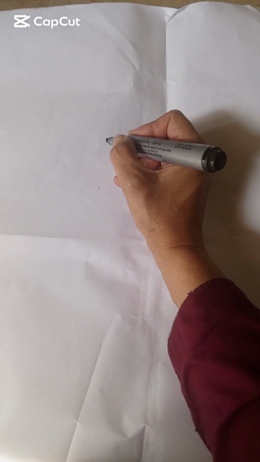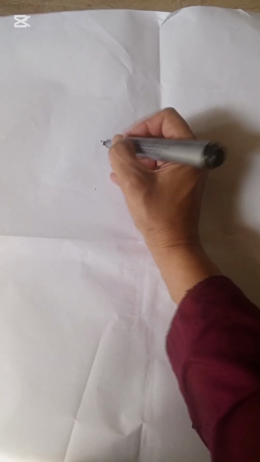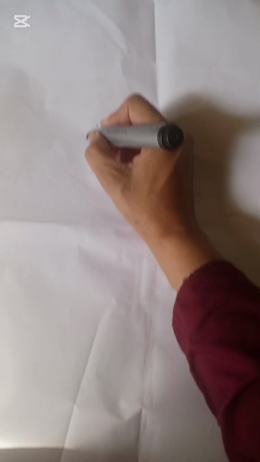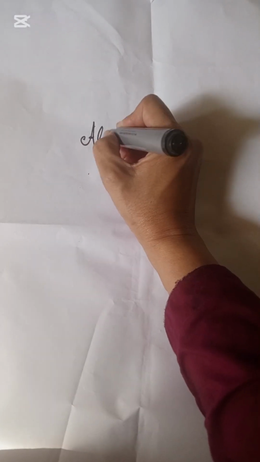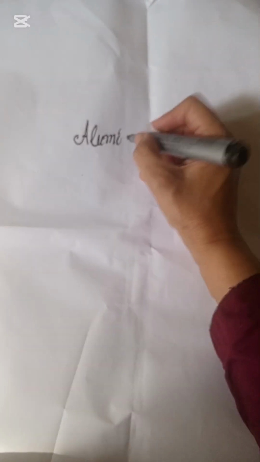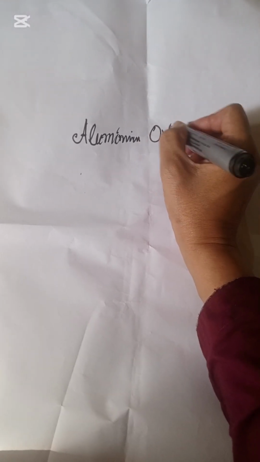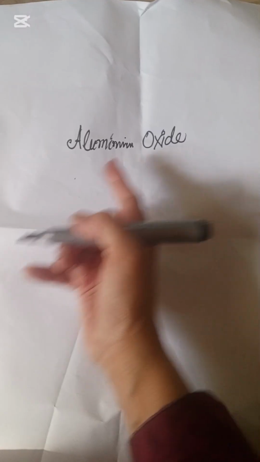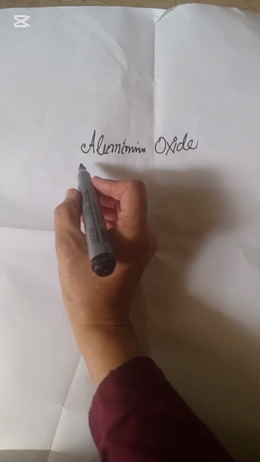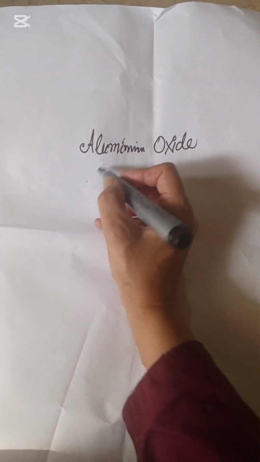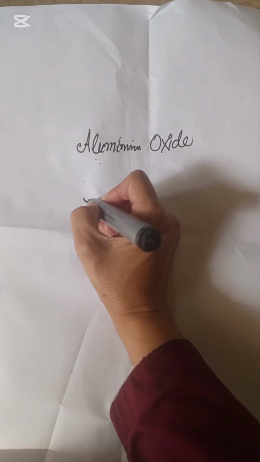Okay, let's talk about formula making and dot and cross diagram. So let's start with aluminum oxide. If we want to make a dot and cross diagram of aluminum oxide, what should be the first step? The first step, you go to the periodic table, find the symbol.